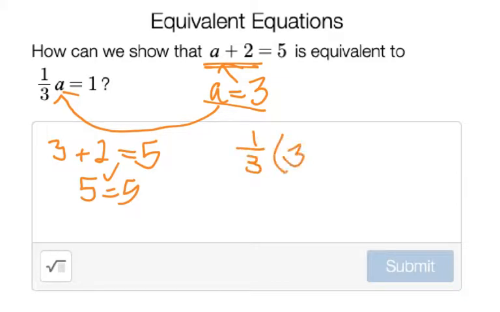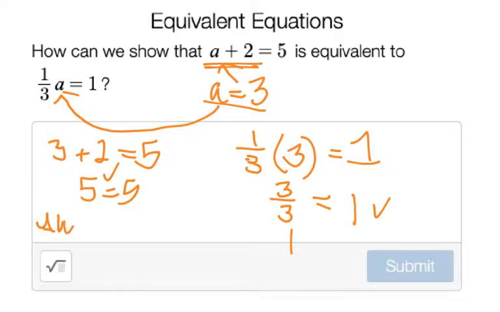And now let's go over here. 1/3 times 3 is equal to 1, and 1/3 times 3 is 3/3. And I know that 3/3 is equal to 1, and 1 is equal to 1. It works. So therefore, I've just shown by substituting. I plugged it into both equations to make sure that it was true.